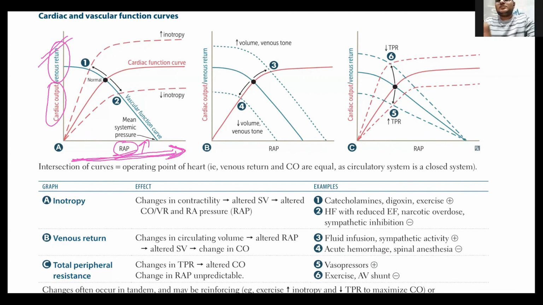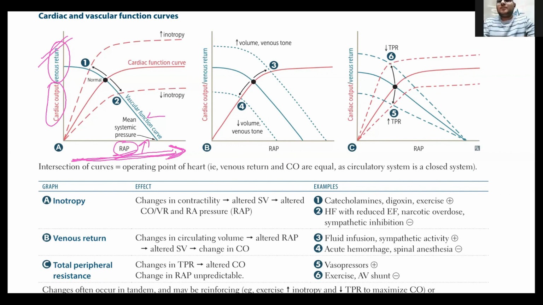When we increase the right atrial pressure, the venous return will be decreasing. This is the vascular function curve. In our vessels, when the right atrial pressure is increased, what will happen? Venous return will decrease. Okay, what if it is a threshold of right atrial pressure?